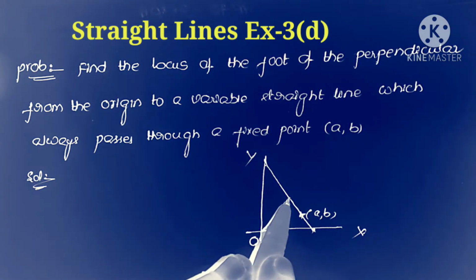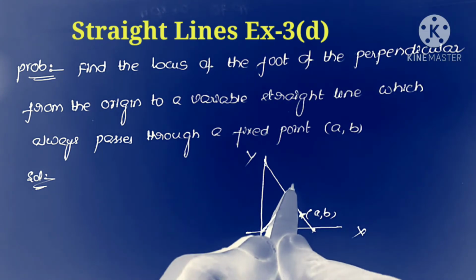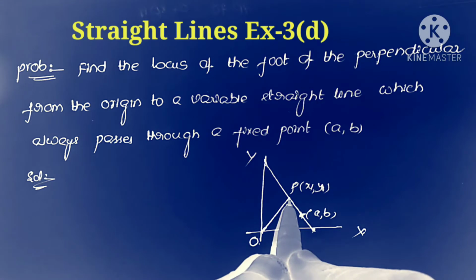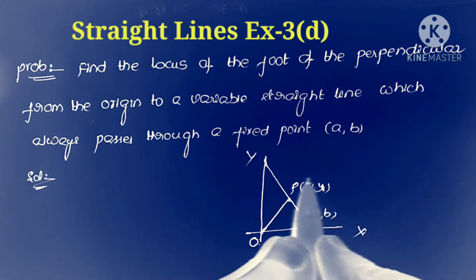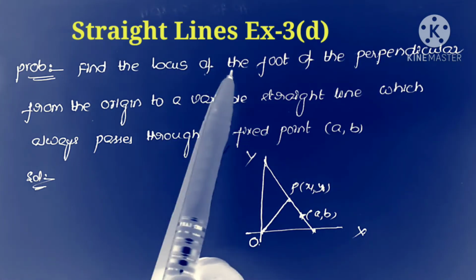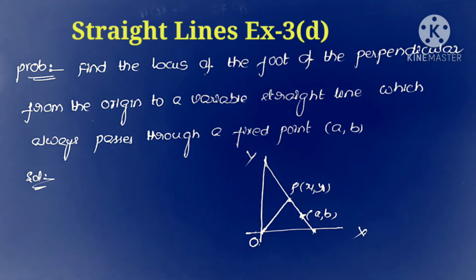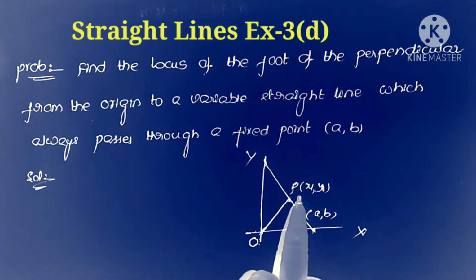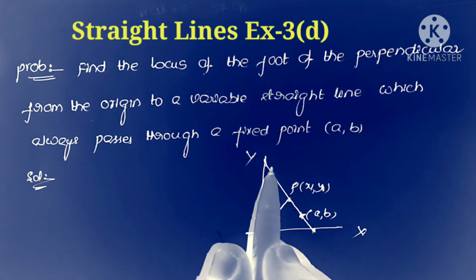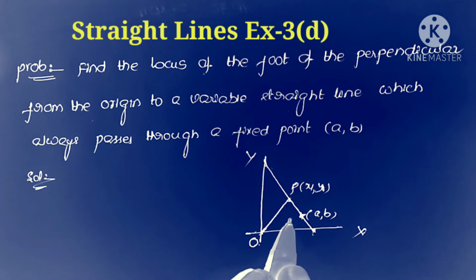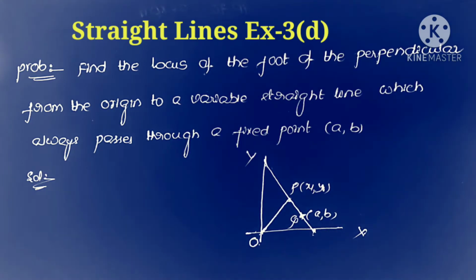First I take one perpendicular from the origin to the line. Now this is the foot of the perpendicular, which is taken as P(x1, y1). What is the given question? Locus of the foot of the perpendicular from origin to the variable straight line which always passes through a fixed point (a, b). The straight line passes through the point (a, b), which we now take as Q.